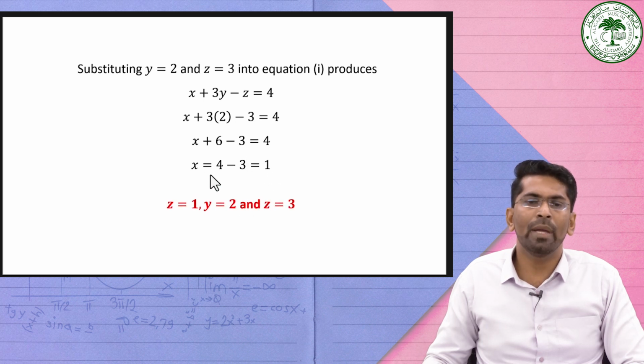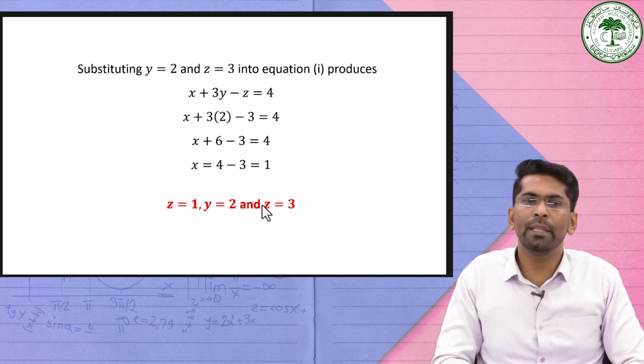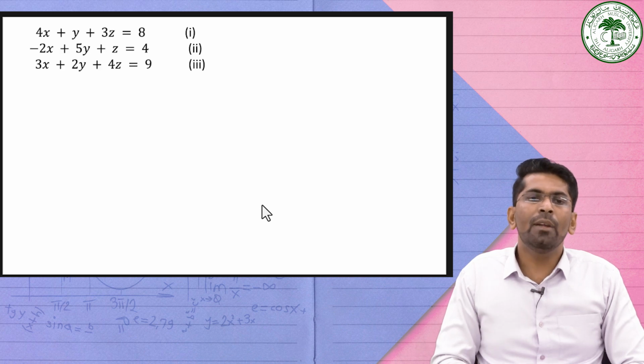So here the value of x is equal to 1, y is equal to 2 and z is equal to 3. In this way, we can give the solution to the system of linear equations with a 3 variable case by using the elimination method. Consider one more example so that it will be more clear.